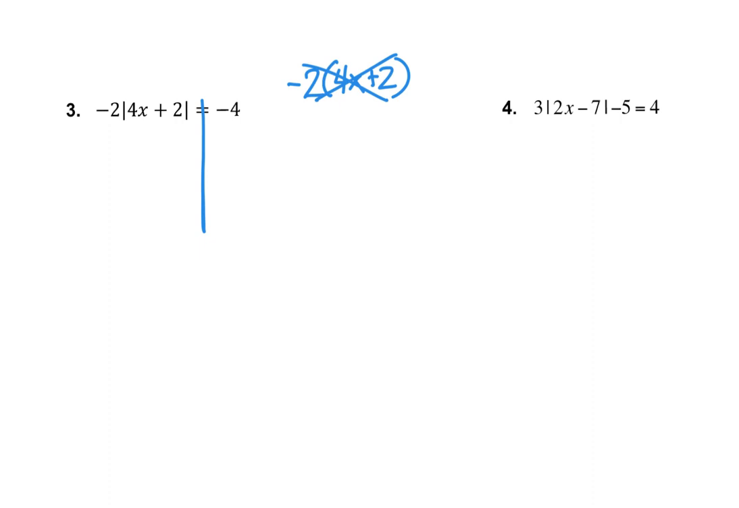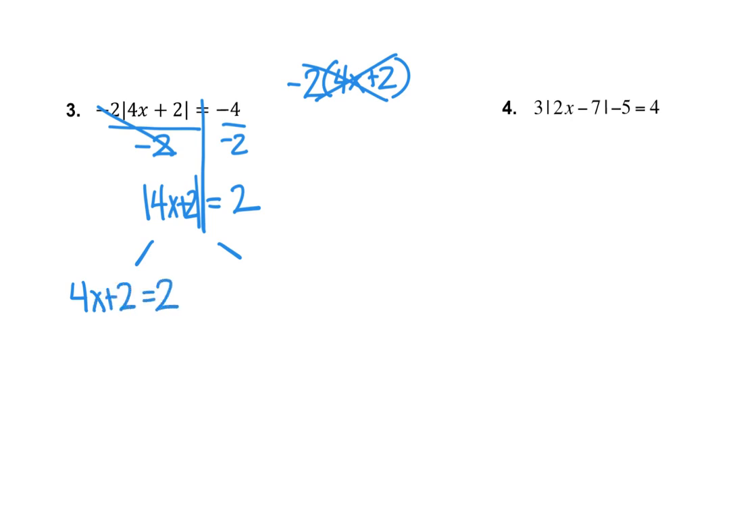You want to isolate the absolute value piece first. The -2 is multiplying it, so I'm going to divide by -2 on both sides. And we have the absolute value of 4x plus 2 is equal to 2. Now that the absolute value part is all isolated, we can move it into two separate equations. We're going to have 4x plus 2 is equal to positive 2, and then we're going to have 4x plus 2 is equal to negative 2. So then we're going to solve.